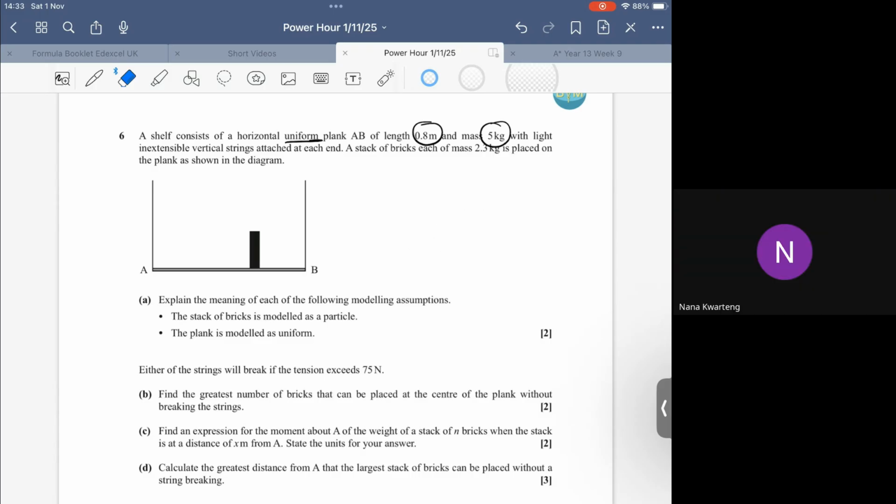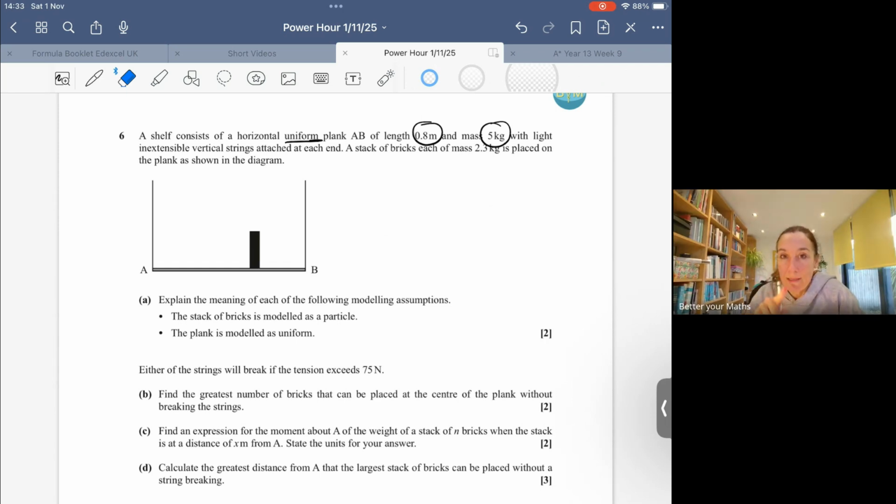The center of mass is at the center of the plank. Exactly. So when they say the plank or the rod or the bar is uniform, that means that we can consider that the center of mass is the center of the plank. Yeah, it's in the midpoint. So we are going to draw the weight in that midpoint.